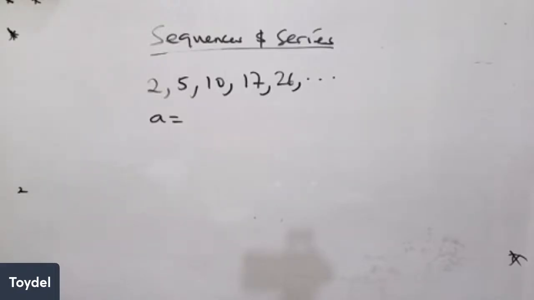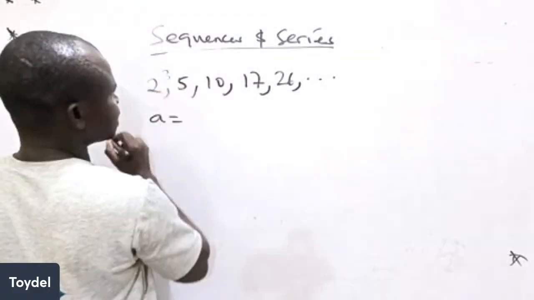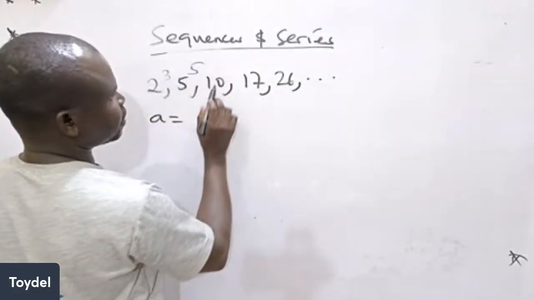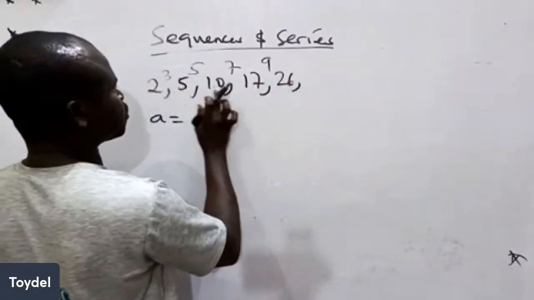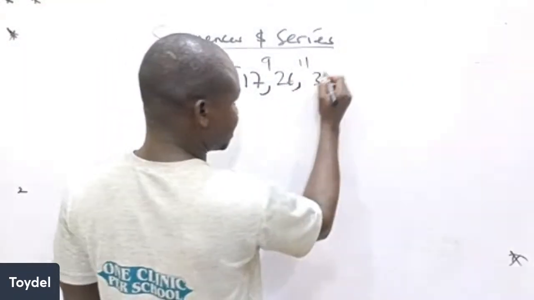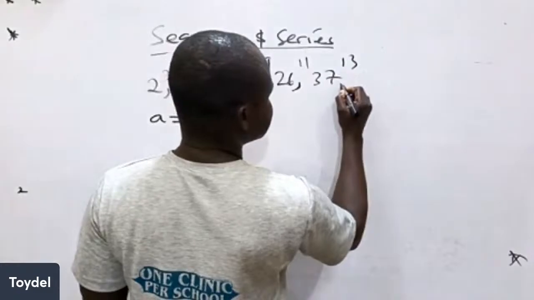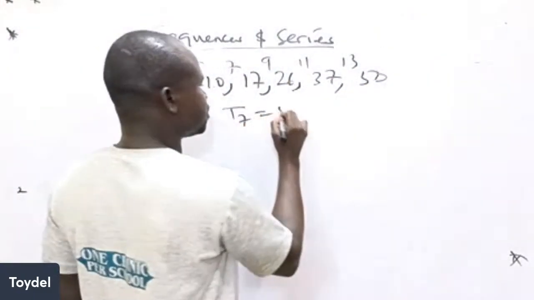This is not a linear sequence, because between 2 and 5 is 3, between 5 and 10 is 5. Look at the progression: this is 3, this is 5, this is 7, this is 9. The next progression will be 11, so that will be 37. The next one will be 13, so that will be 50. 1, 2, 3, 4, 5, 6, 7. The seventh term of this sequence will be 50.